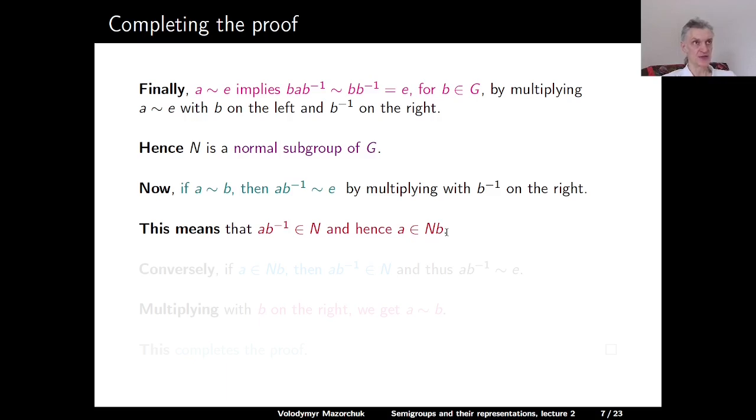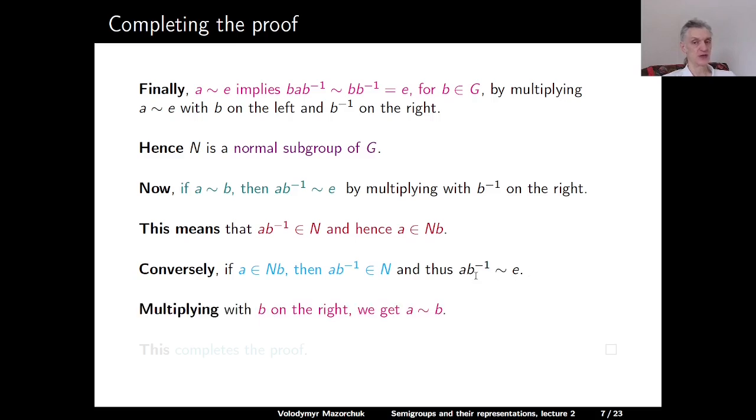And we can reverse this argument. So if A belongs to NB, then AB inverse belongs to N, and so AB inverse is equivalent to E. Multiplying with B on the right, we get that A is equivalent to B. So two elements are equivalent if and only if they belong to the same coset. And this completes the proof of our theorem.